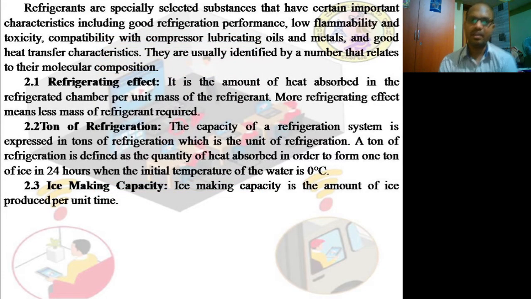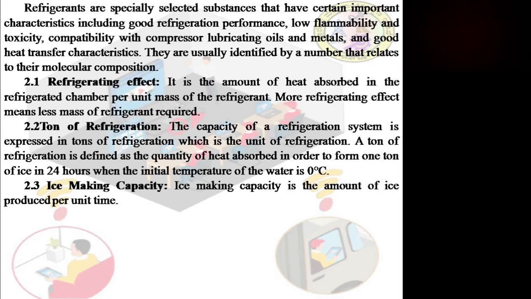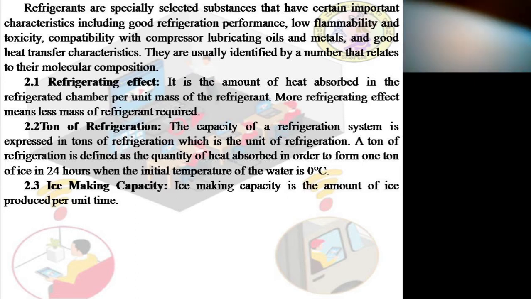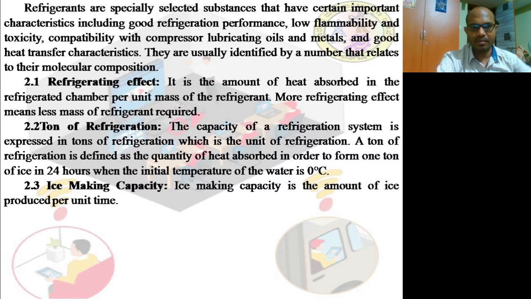Refrigerants are specially selected substances that have certain important characteristics, including good refrigeration performance, low flammability, low toxicity, and compatibility with the compressor lubricating oil, providing us good metals and good heat transfer characteristics. They are usually identified by a number that relates to the molecular composition. Is it clear? So that is what we call refrigerants.